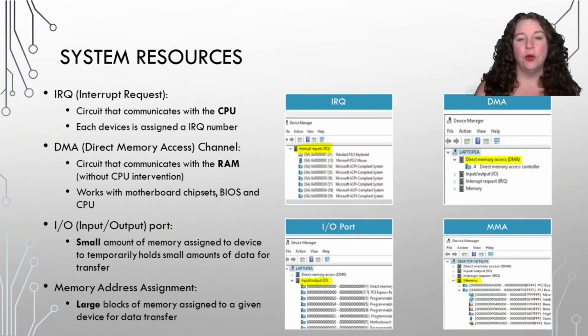Your MAA, or your memory address assignment, holds very large blocks of memory that each device is given for its data transfer. So depending on the device, you may have larger blocks of memory because it may need it, depending on which devices are attached. And these are the different device manager things that you need to keep track of for your system resources inside of your server. So I/O, small amounts of memory, memory address assignment, large amounts. IRQ goes to the CPU. DMA deals with the RAM. So try to keep those straight as to which resource deals with which part of the computer.